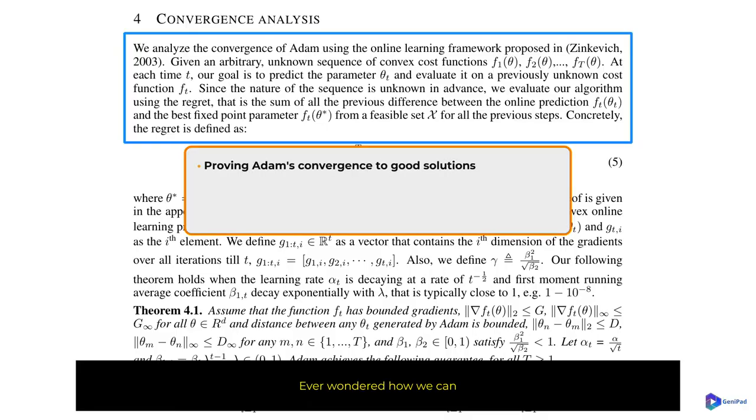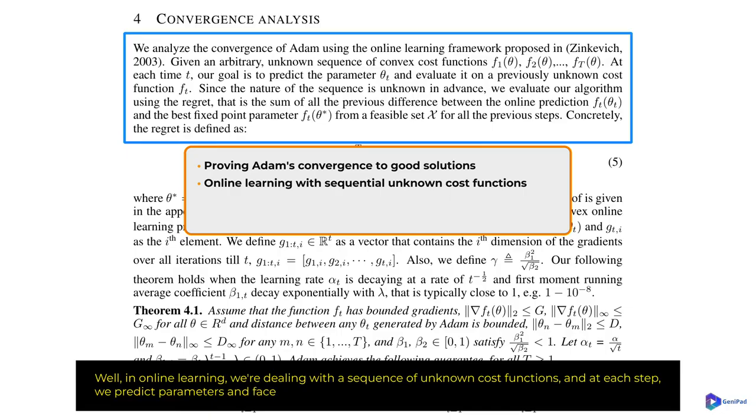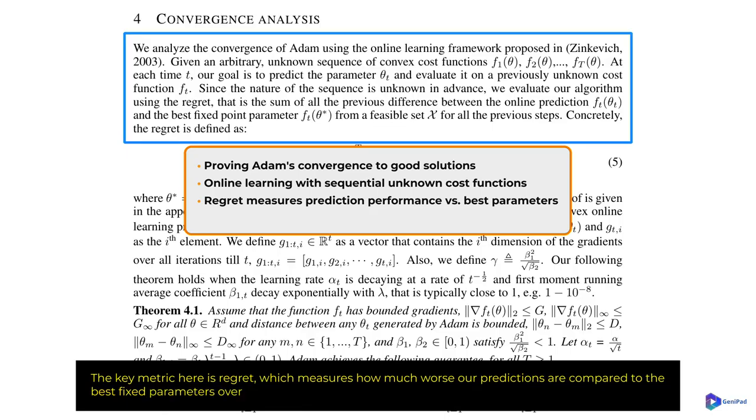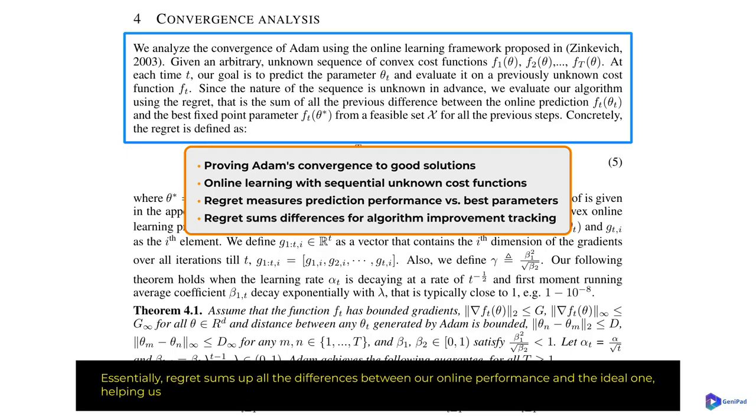Ever wondered how we can prove that Adam actually converges to a good solution? Well, in online learning, we're dealing with a sequence of unknown cost functions, and at each step, we predict parameters and face a new function. The key metric here is regret, which measures how much worse our predictions are compared to the best fixed parameters over time. Essentially, regret sums up all the differences between our online performance and the ideal one, helping us see if the algorithm improves steadily.